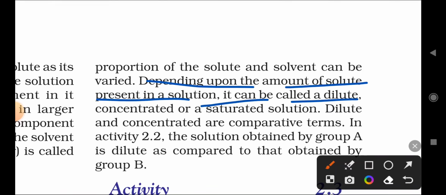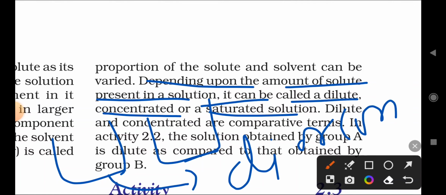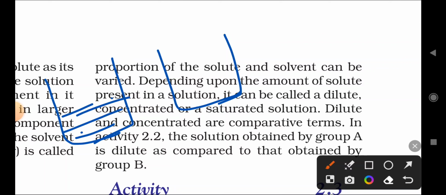It can be called a diluted, concentrated, or saturated solution. How much solute is added to any solvent determines whether it is considered diluted or concentrated. Okay, a simple example we can give here. A milkman is daily giving milk to some houses, correct?